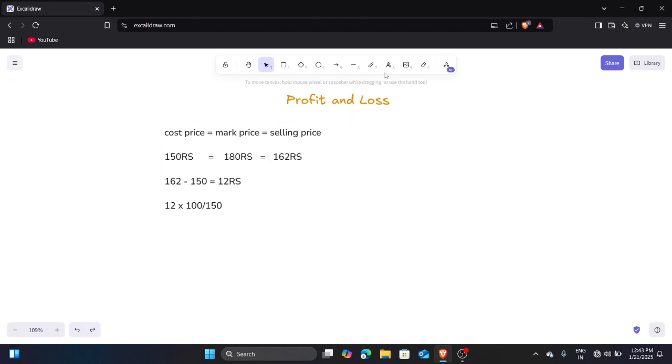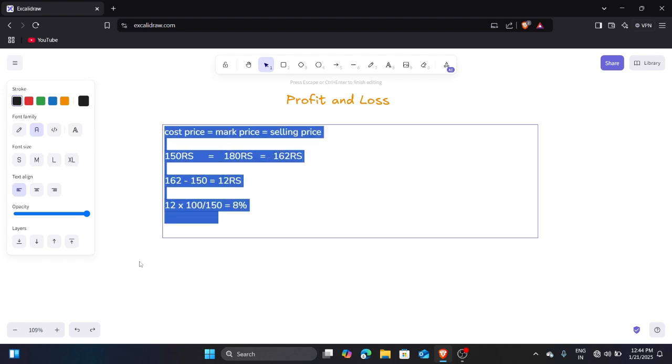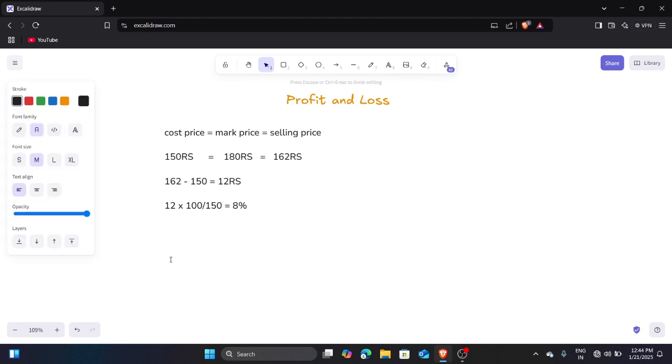So the 8% profit he gets. And here we calculate the profit percent. What if they ask you? I'm just copying this thing, Control+C, and pasting it here, Control+V.